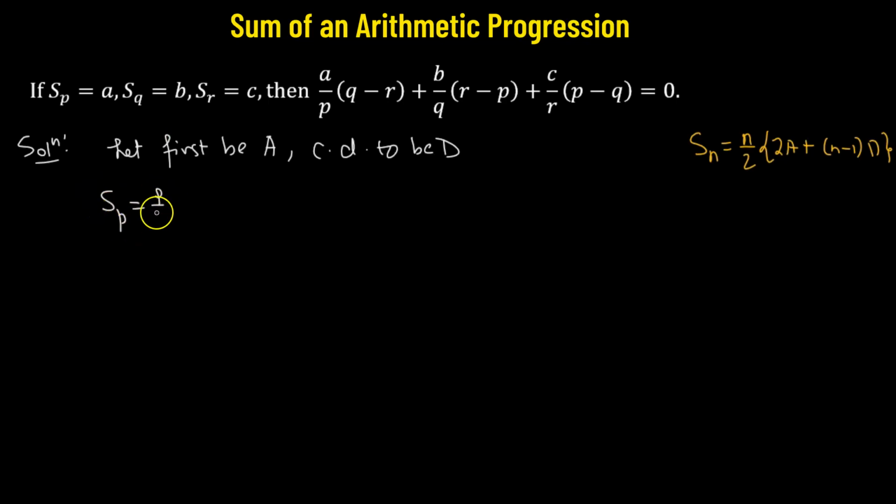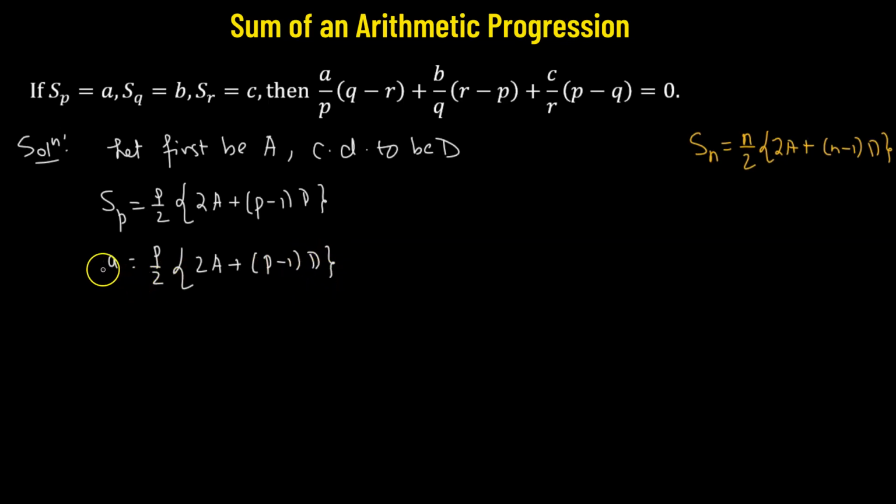So this will be equal to p over 2 multiplied by 2A plus p minus 1 times the common difference D. Now the sum up to the pth term is given as a, so we have a equals p over 2 multiplied by 2A plus p minus 1 times the common difference D. In the next step, we're going to multiply both sides by 2 over p. This is going to cancel out p over 2 from the right hand side of our expression. That means we now have 2a over p equal to 2A plus p minus 1 times the common difference D.